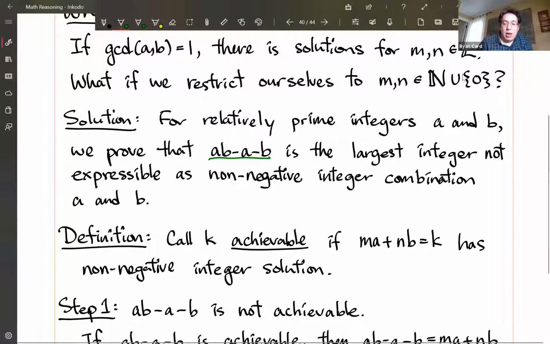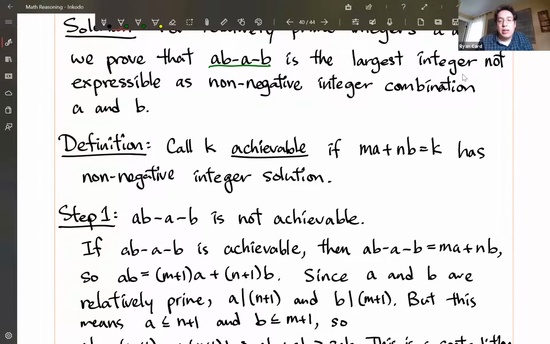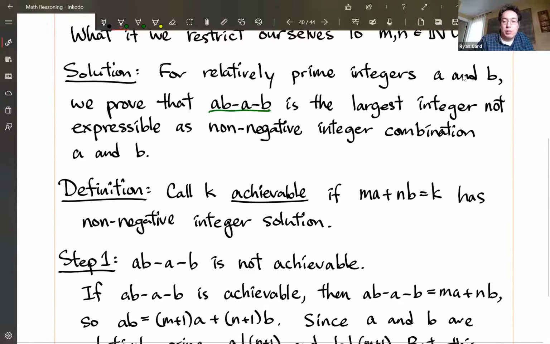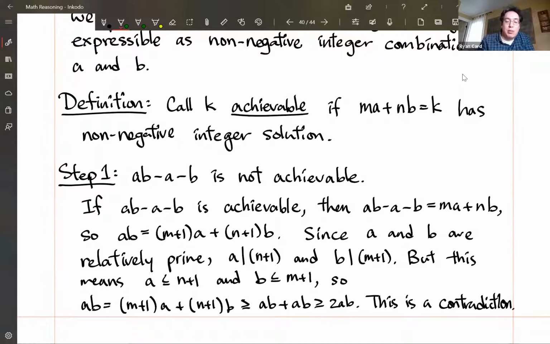Okay. So let's make a definition. We'll say k is achievable if you can write it as a non-negative integer combination of a and b. To show that this is the solution, I need to do it in 2 steps. In step 1, I should prove that ab minus a minus b is not achievable, that no combination of m and n will give this number. In step 2, I have to show that if you have a number larger than this, then it is achievable. It is possible to find a solution.